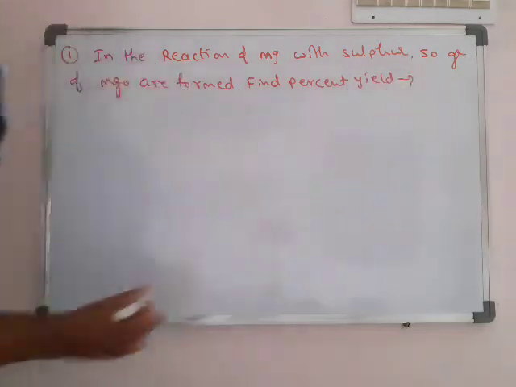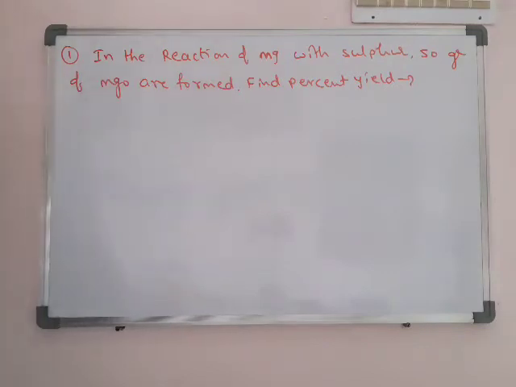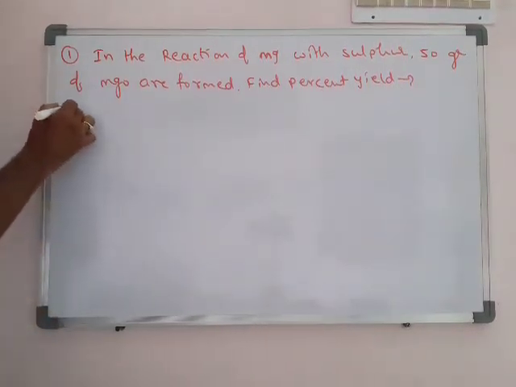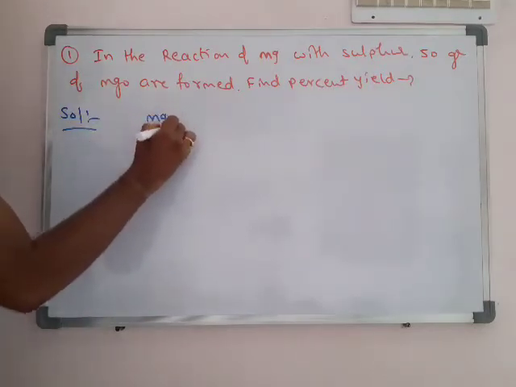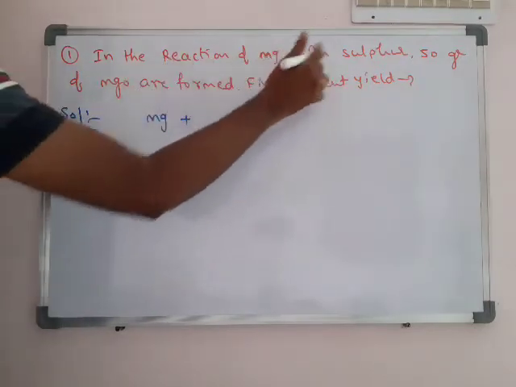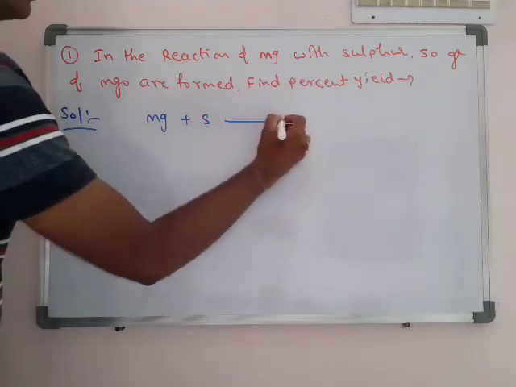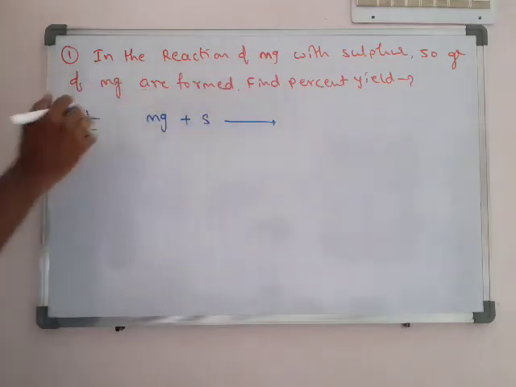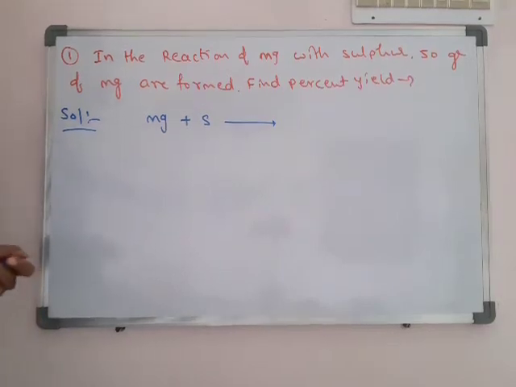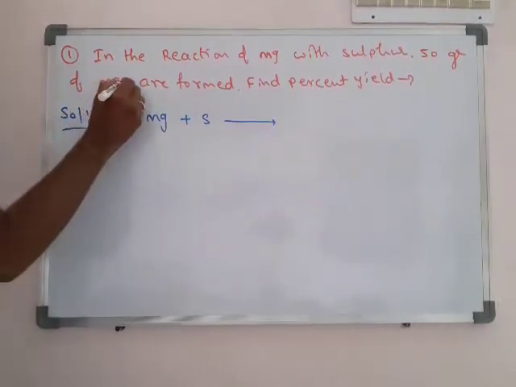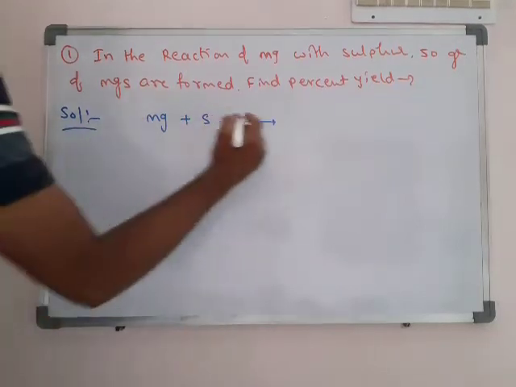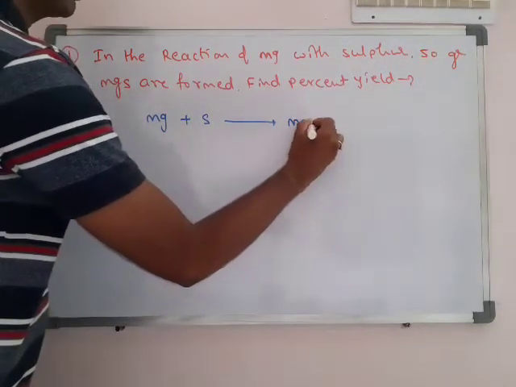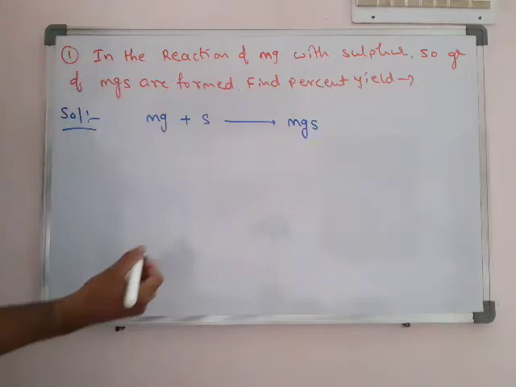So find the percent yield. Here it is important to write the balanced equation, which means we must know about that reaction. So a simple reaction is given. Magnesium reacted with sulfur and there is a formation of magnesium sulfide, not MgO, actually that was another problem. MgS, so formation of magnesium sulfide.